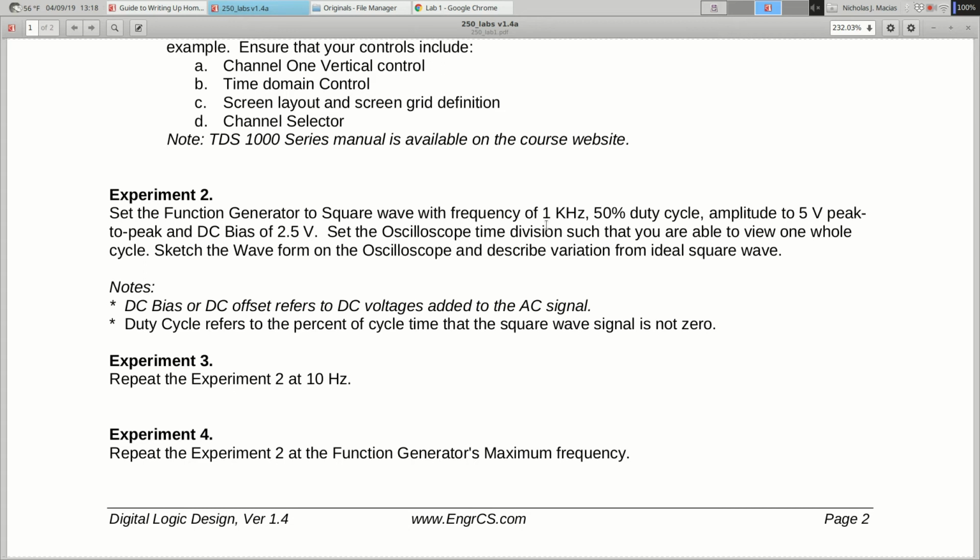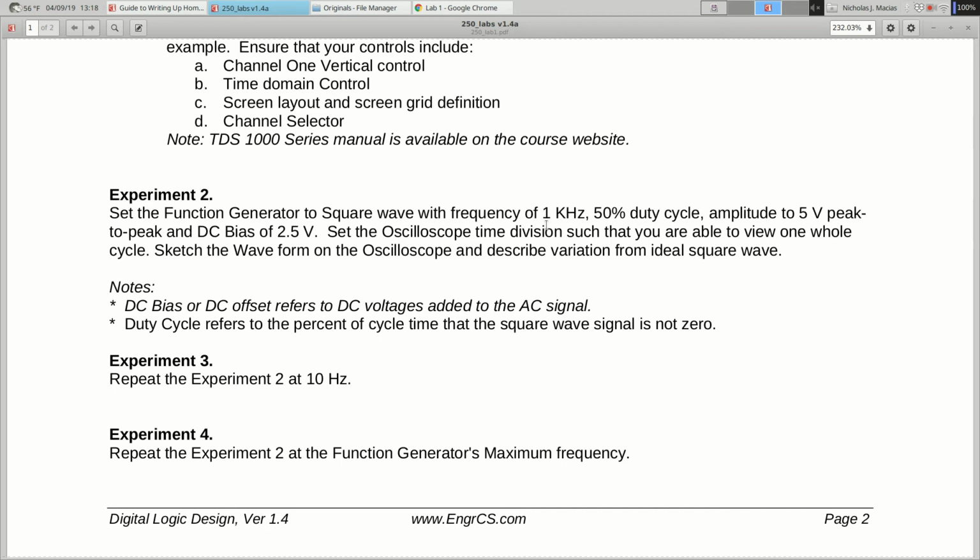But it says sketch the waveform on the oscilloscope and describe the variation from the ideal square wave, and do the same thing at these different frequency settings of the function generator. So what I would expect to see when I'm looking at your lab report is a description for experiment 2 saying, okay, we set the function generator to a square wave with a frequency of this, blah, blah, blah. We hooked it up to the oscilloscope. Here's the waveform we saw, and there's a picture of the waveform. And this was different from the ideal square wave because blah, blah, and blah, right?